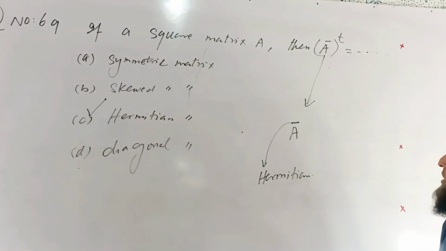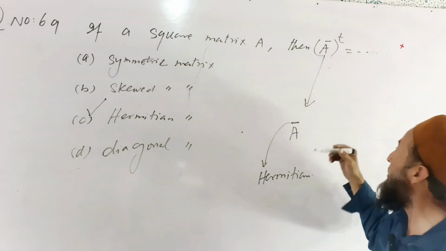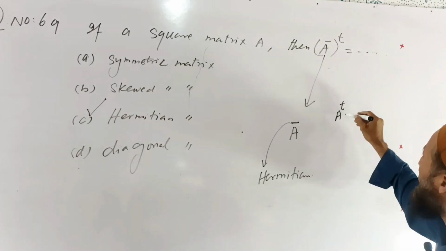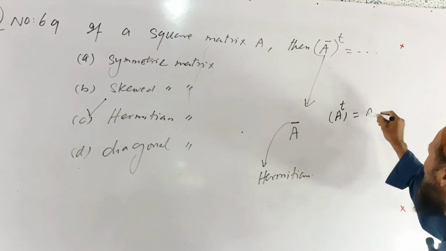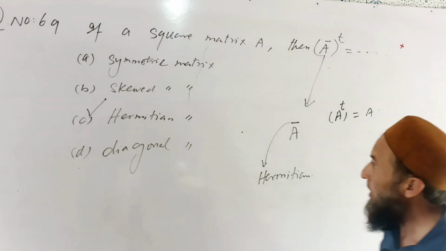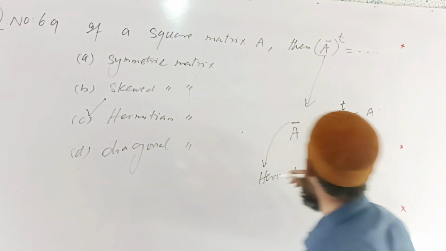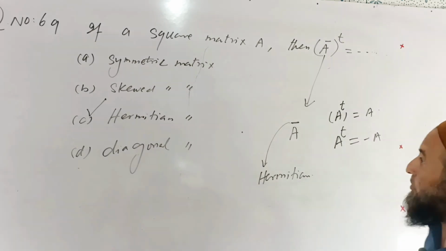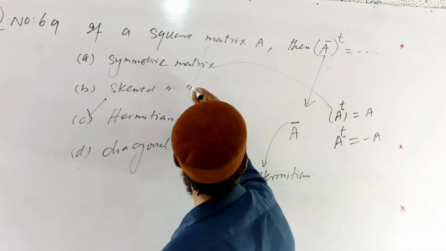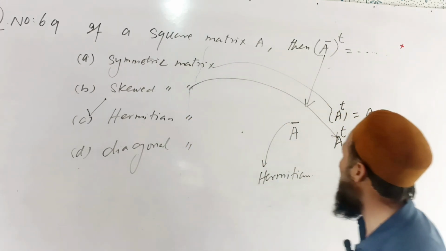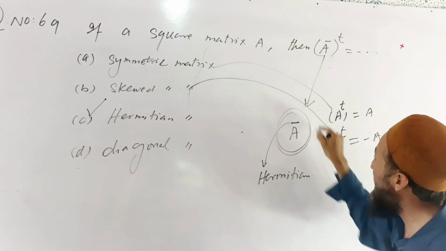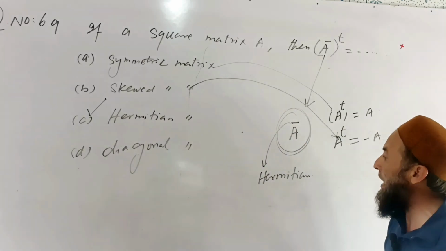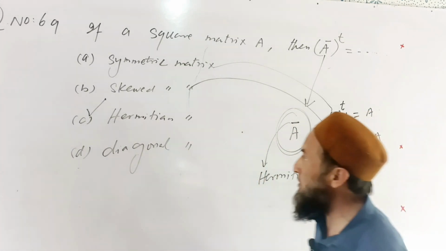My A dash represents Hermitian here, and if we take the transpose of that one, we also use the definition of A transpose of a matrix, so that is a symmetric matrix. But here in the skew symmetric matrix, if we are using it, A transpose is equal to minus A, so that will be a symmetric matrix, and that will be a skew symmetric matrix, and here A dash is used, so the given matrix is a Hermitian matrix.